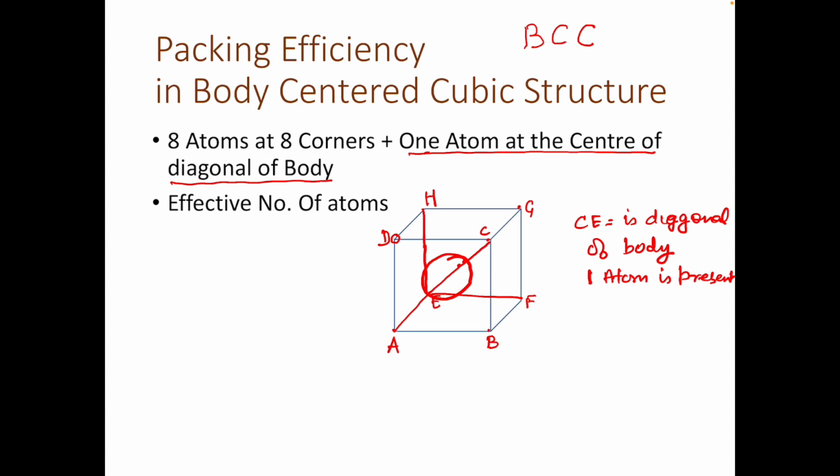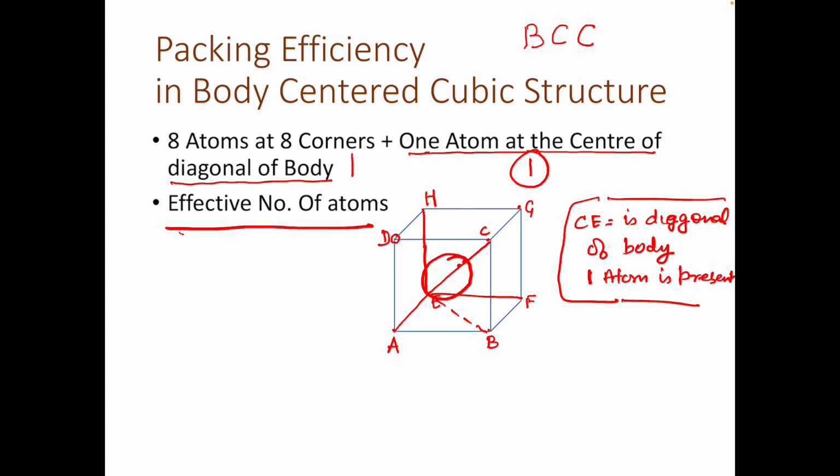So what will be the effective number of atoms? One atom, which is present at the center, is shared only by this unit cell, and the 8 atoms at the 8 corners are shared by 8 unit cells, so their effective contribution is 1. So 1 plus 1, that is 2 atoms, are the effective number of atoms.